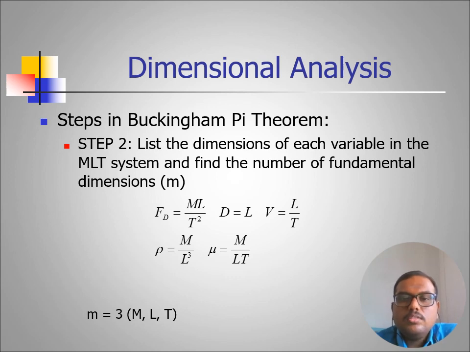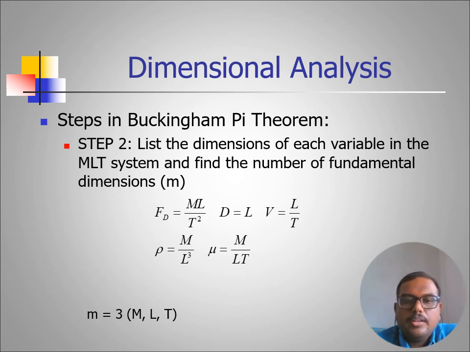In step 2, list the dimensions of each variable. You need to identify the dimensions of each variable in the MLT system, that is the dimension unit system, and find the number of fundamental dimensions. Here the drag force can be written as force. We already know that force equals mass into acceleration, so kg meter per second square. The kg can be written as M, meter can be written as L, and second square as divided by T square. So this is the dimension for force, drag force.